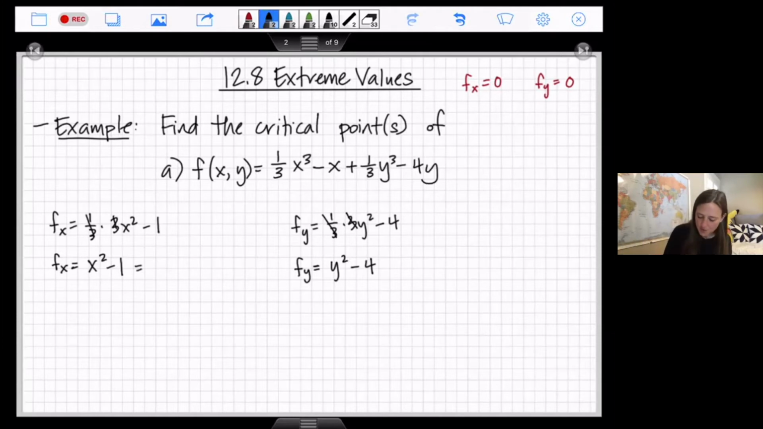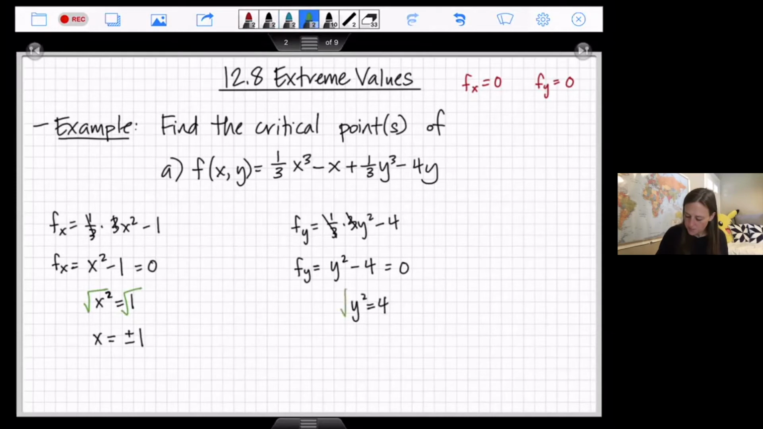So I'm going to set both partials equal to 0 and just solve and see what I get. All right, so I've got x squared equals 1. I can add 1 to both sides. I'm going to take a square root of both sides. Anytime I take a square root, I need a plus or minus, so I get x equals plus or minus 1. And then over here for the partial with respect to y, same thing. I'm going to add 4 to both sides and apply my square root. And I get y equals plus or minus 2.